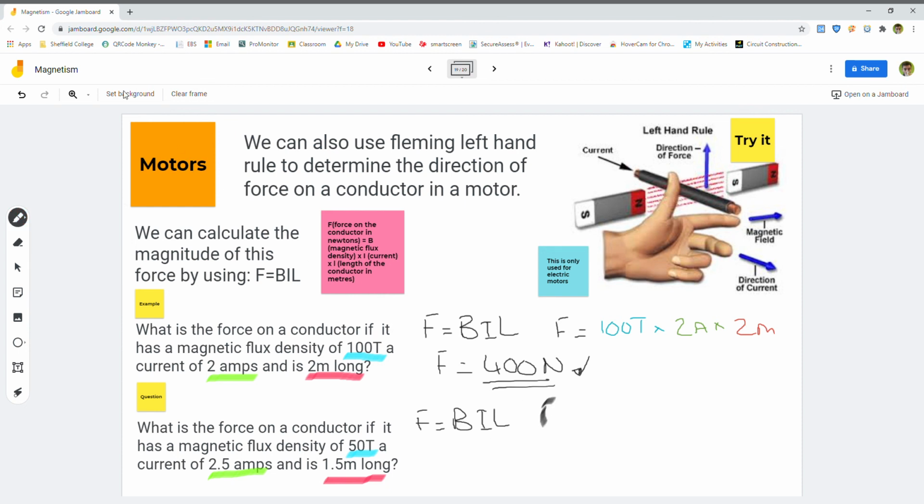So F equals 50 Teslas times 2.5 amps times 1.5 meters. We just multiply all those together to calculate the force on this conductor, which would be 187.5 newtons rounded up. Okay then, hopefully you got that right.